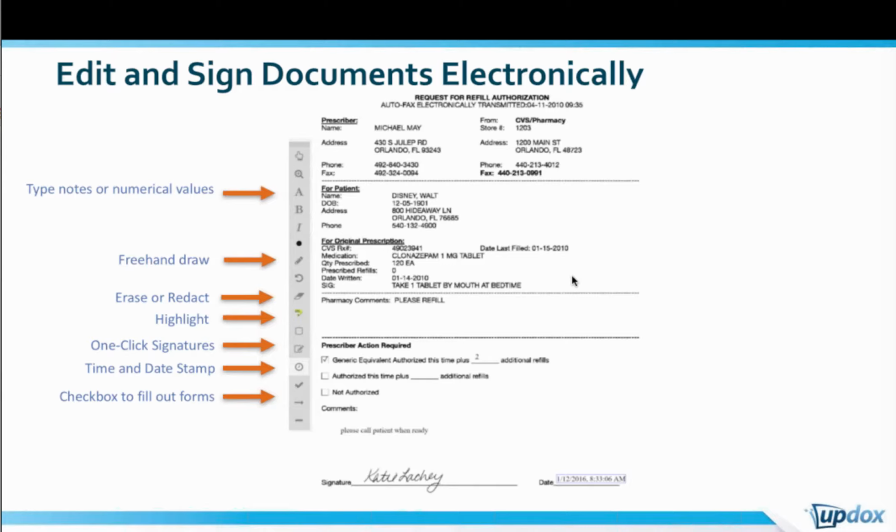So typing notes, numerical values, freehand drawing, erasing or redacting, highlighting items, those are all workflows that you're able to accomplish with Updox. You also have a time and date stamp and a checkbox because we understand there's a lot of forms and time-sensitive workflows associated with medical practices. And then the real aha moment for physicians and office staff alike is that we have a one-click signature so that each user can store their own signature in the system and they can digitally sign documents on the go.